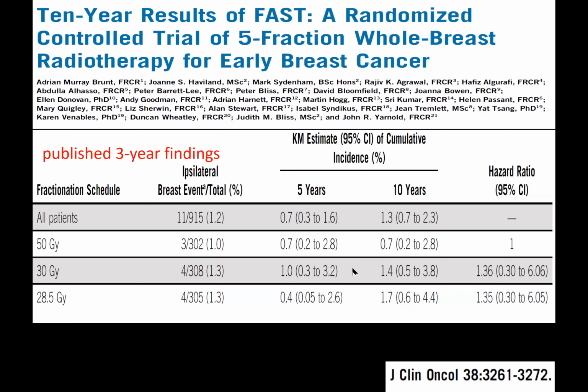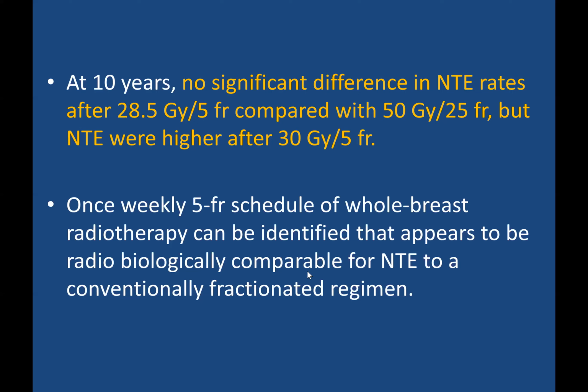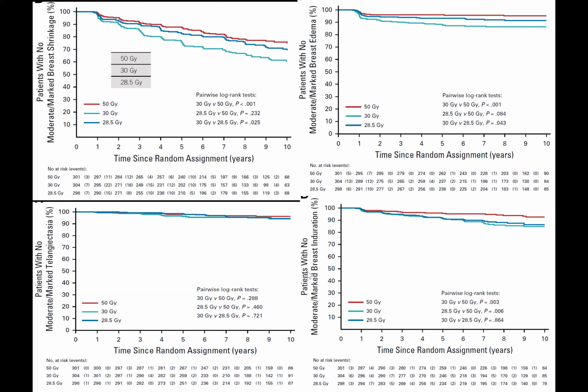So coming to the FAST trial, they have published the 3-year findings mainly on the normal tissue effects, where the 50 Gy standard arm was compared to the 30 Gy and the 28.5 Gy. And they have looked into the various aspects of breast shrinkage, breast edema, telangiectasia, and the breast induration.